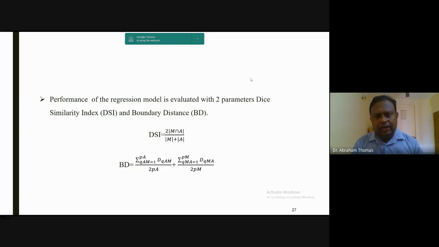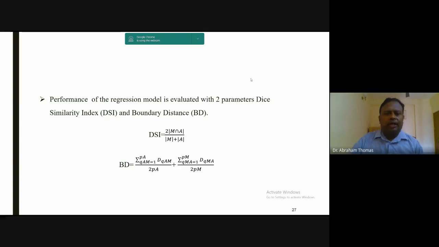M is the region enclosed within the green or the manually annotated region. So 2 times M intersection A, the number of pixels in M intersection A, divided by the number of pixels in M plus the number of pixels in A, or the area within the region M and the region A. So what is the range of values which the dice similarity index can take? It has a value between 0 and 1.